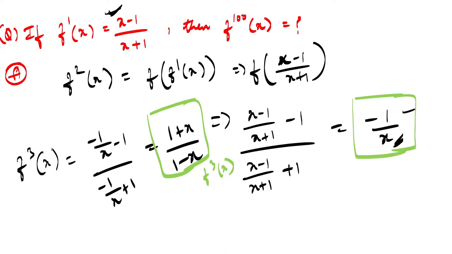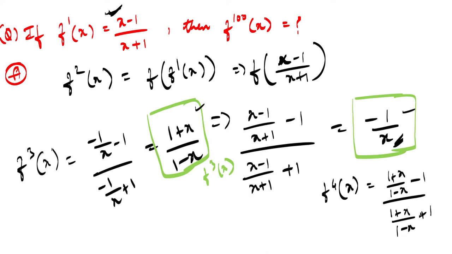I think we haven't yet got the pattern, so we shall solve some more steps. So f4x. What is f4x? f4x will be equal to, just substitute this one: 1 plus x by 1 minus x, minus 1, divided by 1 plus x by 1 minus x, plus 1. After simplification, we'll get the value of f4x as x. So this is the value of f4 of x.